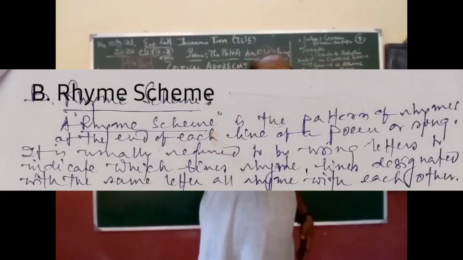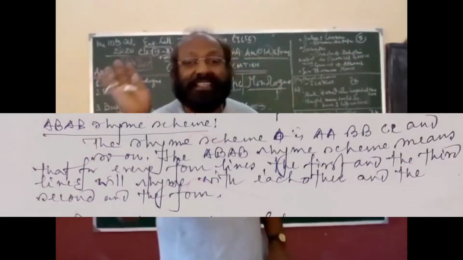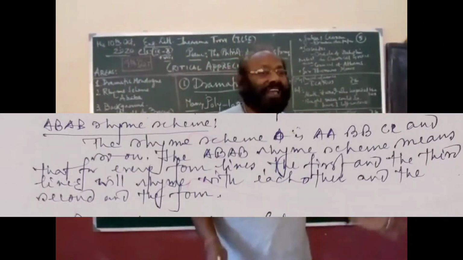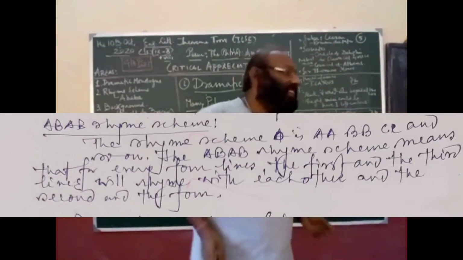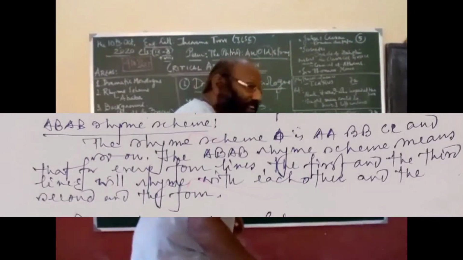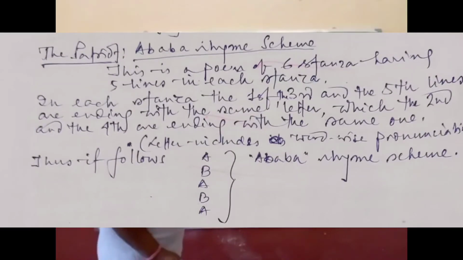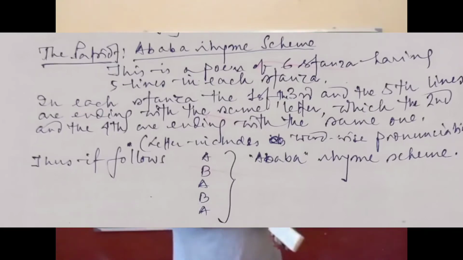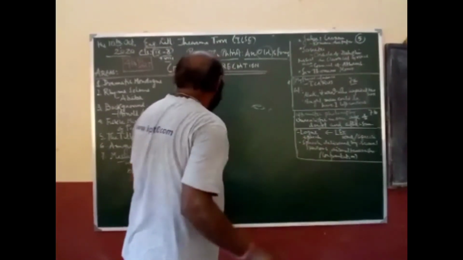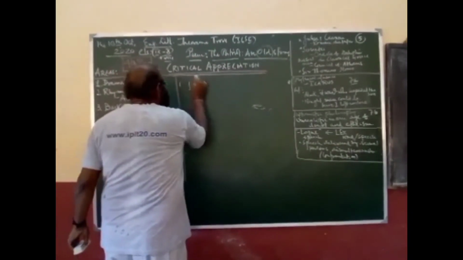Rhyme scheme. Rhyme, as you all know, involves some similarity. So the question of rhyme comes in the case of a poem, in the case of a song, and like that. In these cases, what do we see? There is a line, say line 1, line 2, line 3, line 4, line 5. We have seen that the last word of the first line maintains some similarity to the last word of the second line. Okay, so it is rhyming.